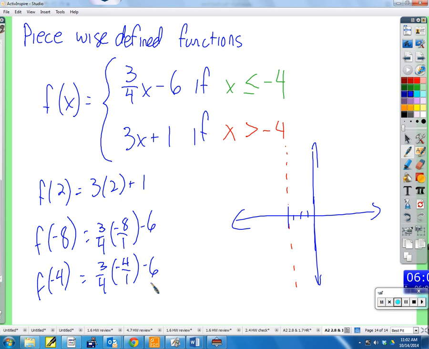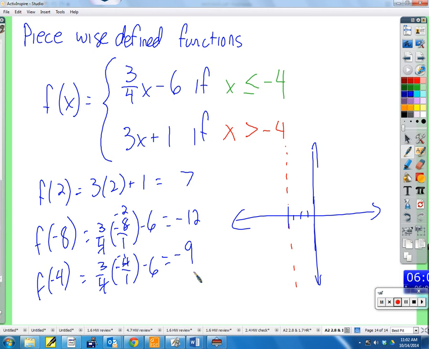So in this case, f of 2 is 6 plus 1, that's 7. F of negative 8: that cancels, leaving negative 2, so 3 times negative 2 is negative 6, minus 6 is negative 12. For f of negative 4, the 4s cancel, negative 3, negative 6, negative 9. All day long, I can give you f of 7, f of 12, f of negative 12, f of negative 16, and you just decide which function it goes into and plug it into that function.